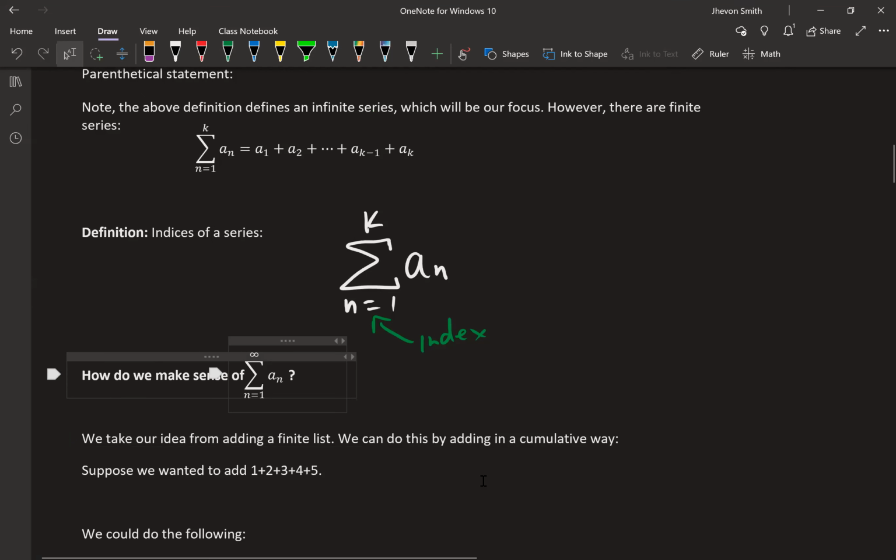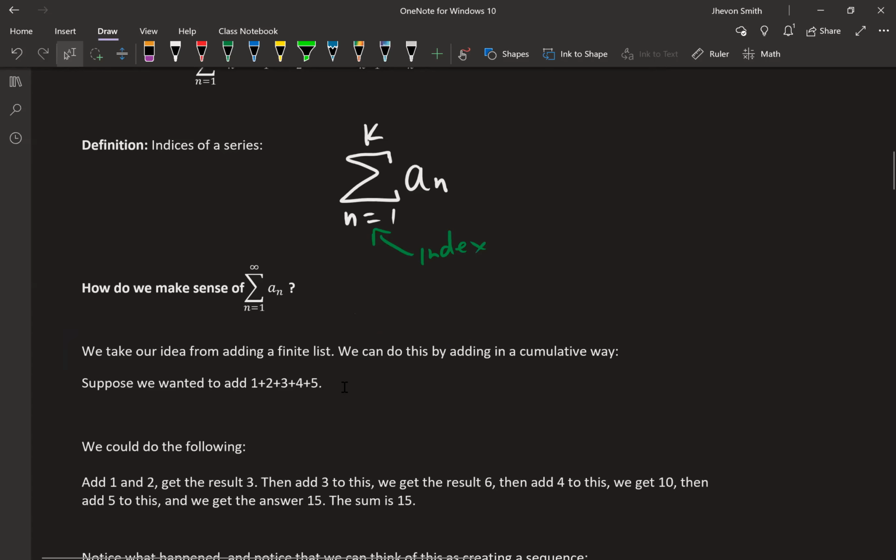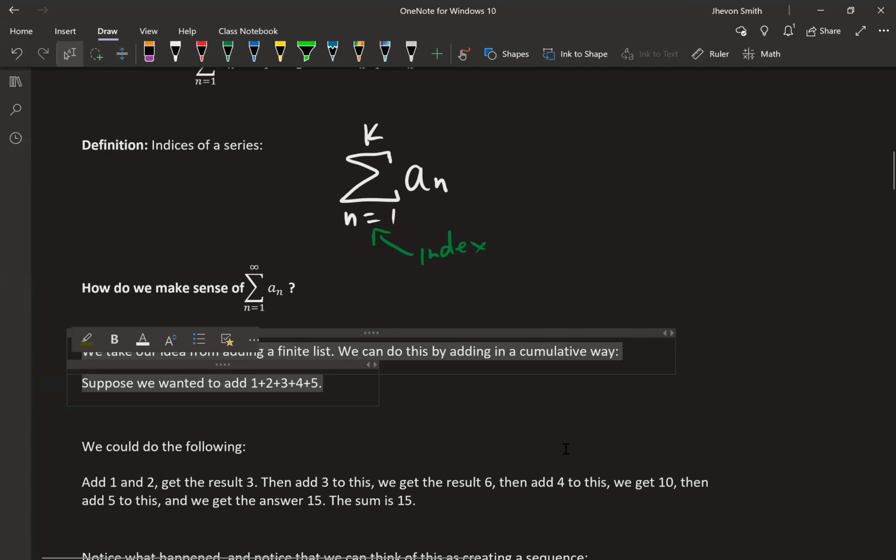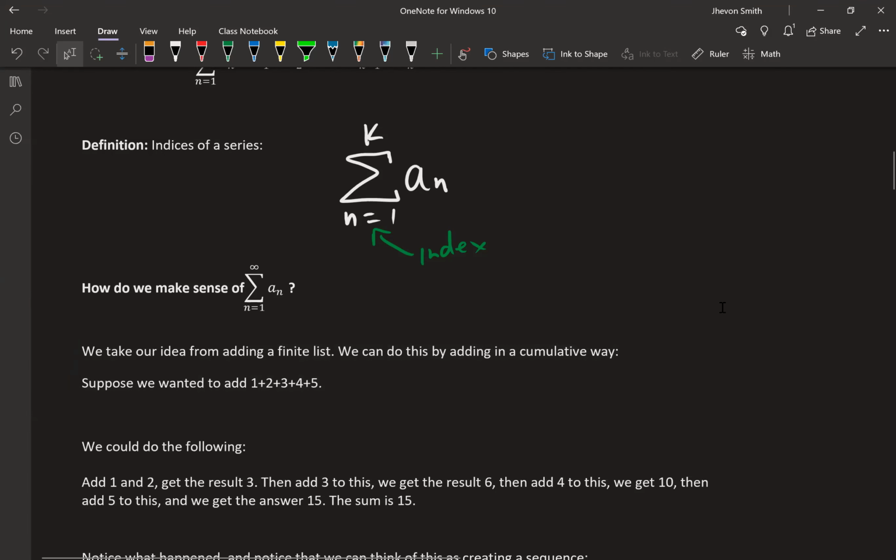Now, how do we make sense of that? How do we actually add up the members of a list, especially in the case that the list is infinite? Well, again, let's go back to basics. Remember, every hard problem is just a smaller problem. Think of how you would add up a smaller list, a finite list. If you told a child to add up the numbers 1, 2, 3, 4, 5, how would they do it? Maybe with pebbles, right? And they would do it cumulatively. So you wanted to add 1 plus 2 plus 3 plus 4 plus 5. You add them two at a time.